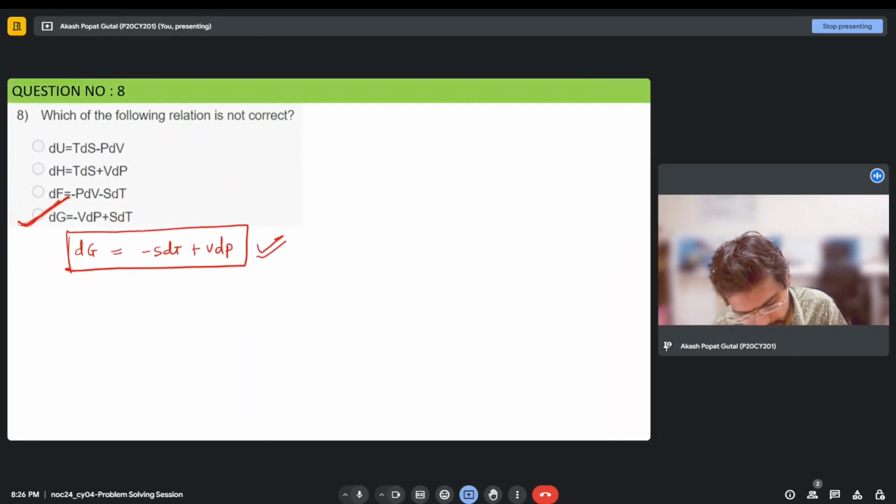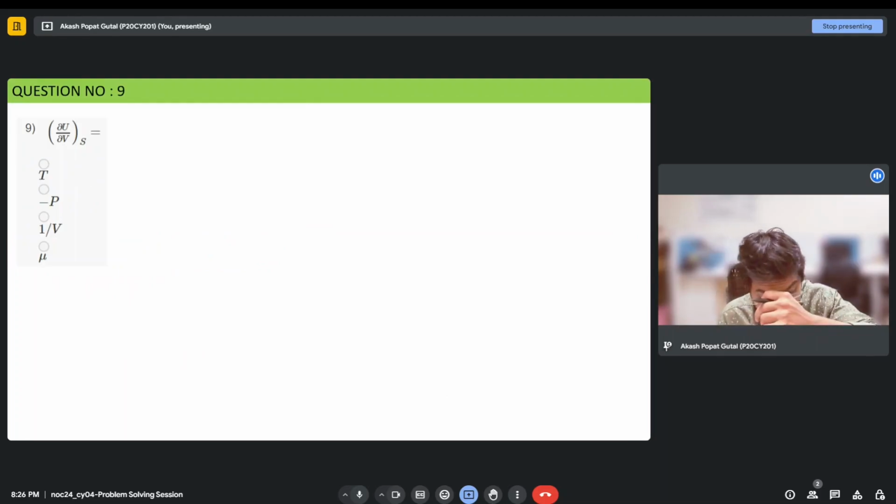So the next question is: del U by del V at constant entropy is nothing but what? We need to find out. Try to work out this problem. Take 2-3 minutes.